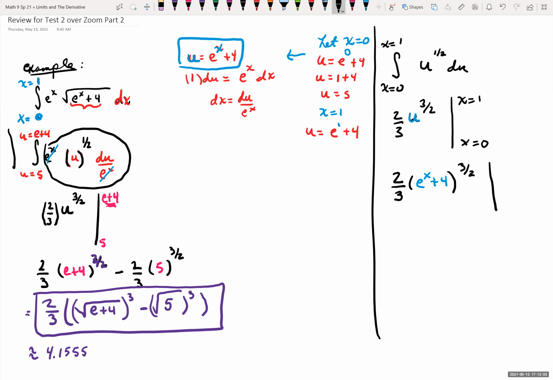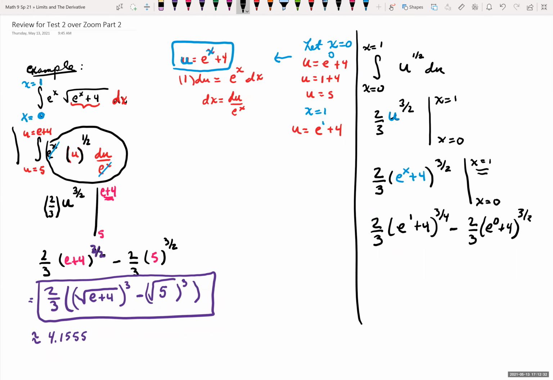And so now when we do our substitution back into the antiderivative, we're going to put in values of x. So the upper bound is 1. So we have 2/3 e raised to the 1st power plus 4, all raised to the 3/2, minus, now plugging in the lower bound, 2/3 e to the 0 plus 4, all to the 3/2. And so notice that it is basically the same thing we had before. We can factor out that 2/3 if we wanted to.